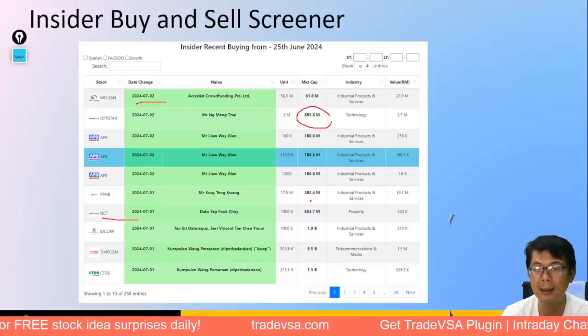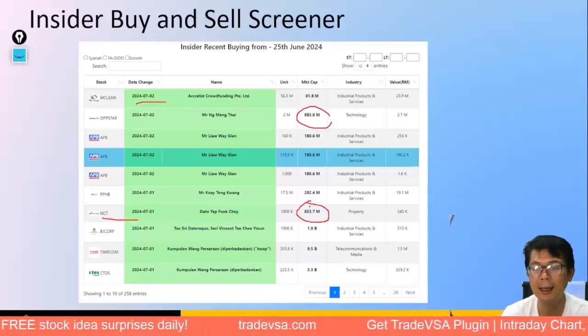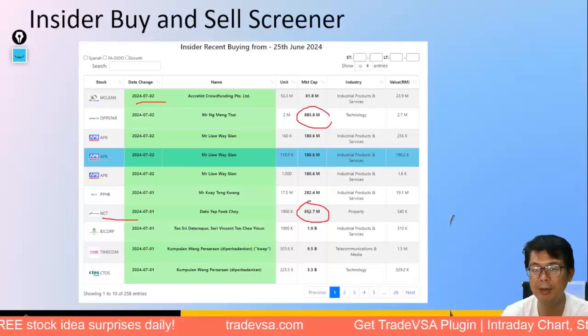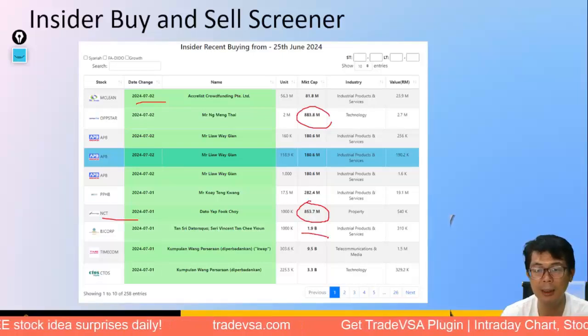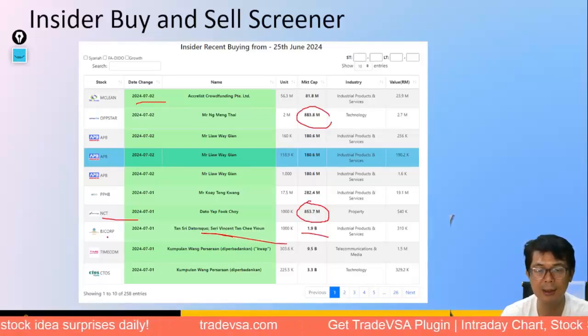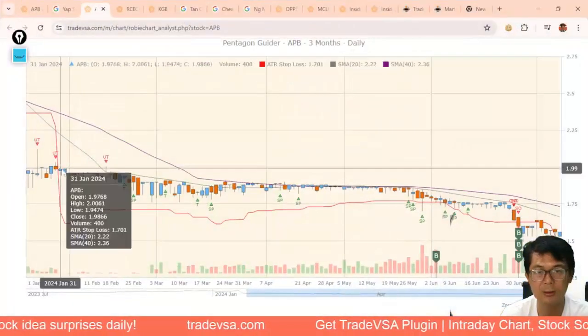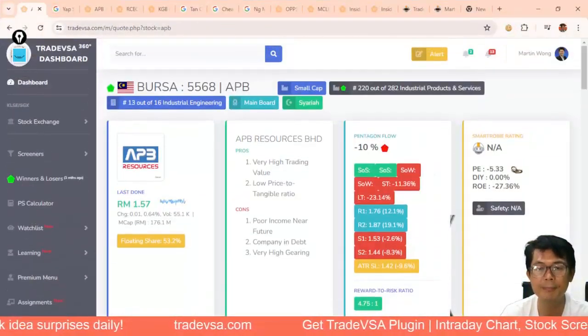The other one is NCT. It's also okay, you can see here. NCT is 853 million. BJ Corp is a big one. Vincent Tan is buying. So let's take a look at BJ Corp. Okay, so you can go on to BJ Corp.